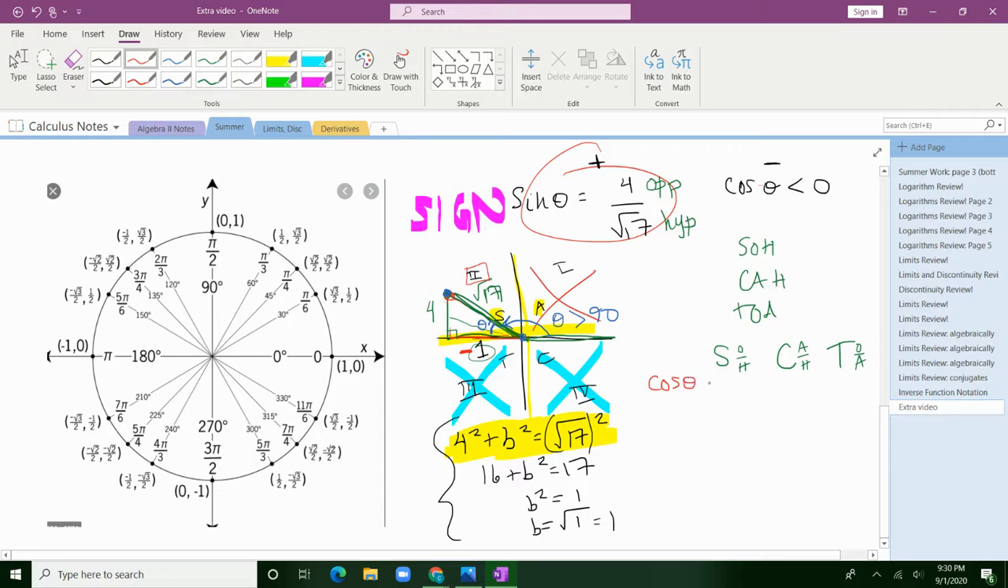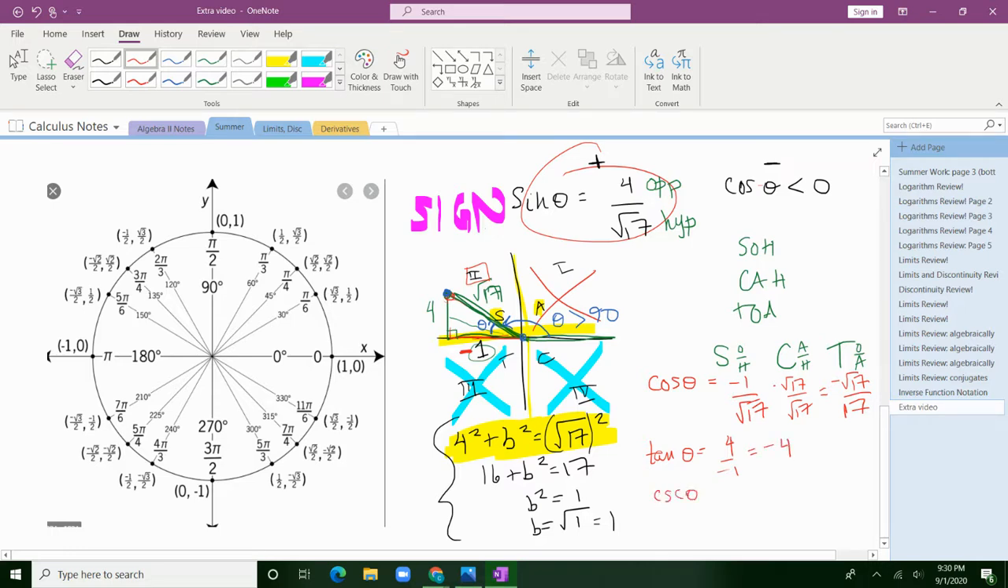So cosine theta is adjacent over hypotenuse. It really is better practice to rationalize this. I know I didn't give it to you in rationalized form, but we are going to fix that. So negative root 17 over root 17 times root 17 is 17. Then I have tangent of theta, opposite over adjacent. And then let's do the reciprocals.